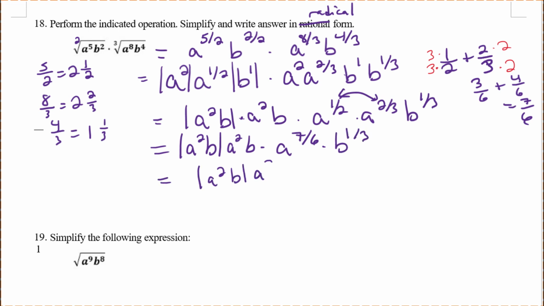All right, I'm just going to rewrite this. A to the 7 over 6 is a to the 1, a to the 7 over, a to the 1 over 6. So 7/6 is the same thing as 1 and 1/6, which is how I got 1 and 1/6. And then we have b to the 1/3. We're just simplifying a lot here.